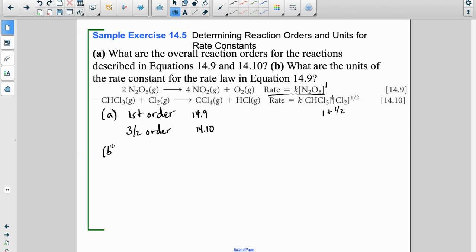Now in part B, they're asking for the units of the rate constant. If we take a look at the first one, rate equals k[N2O5]. The easiest way to find the units is to put in the units of these other things and cancel out units. The rate is always going to be molarity per second. k is k, and this concentration is in molarity. If I solve for k, I can put molarity on both sides, that cancels out. The units for k for this first one are going to be 1/seconds.